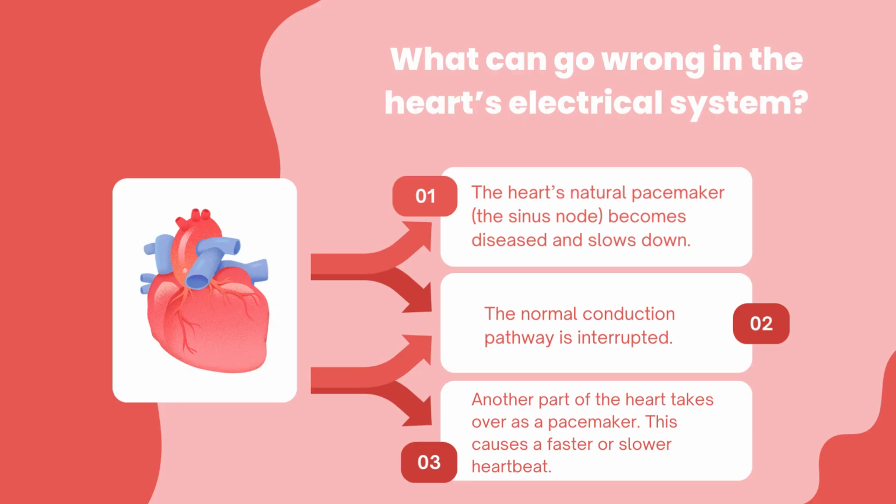Under some abnormal conditions, certain heart tissue is capable of starting a heartbeat or becoming the pacemaker, just like the sinus node. An abnormal heartbeat, also known as arrhythmia, may occur when the heart's natural pacemaker, or the sinus node, becomes diseased and slows down, or maybe the normal conduction pathway is interrupted, or another part of the heart takes over as a pacemaker. And that can cause either a faster or slower heartbeat.